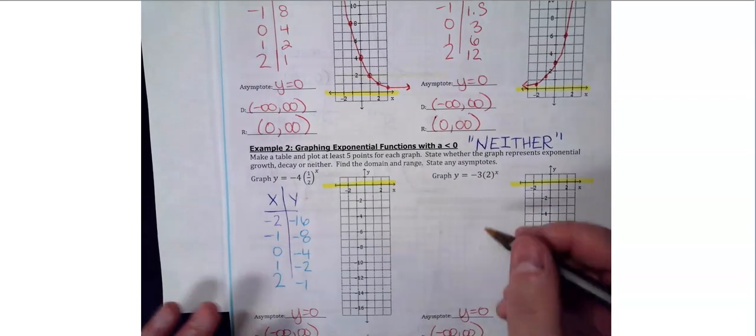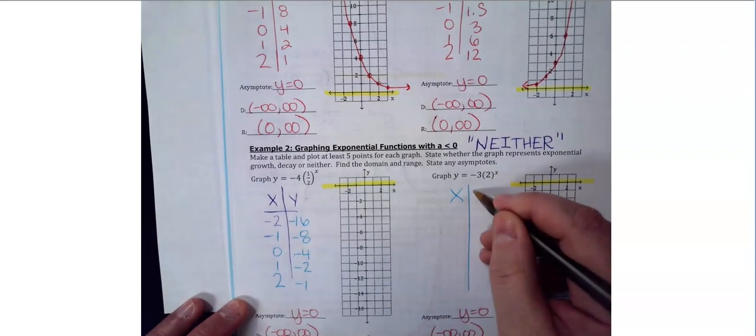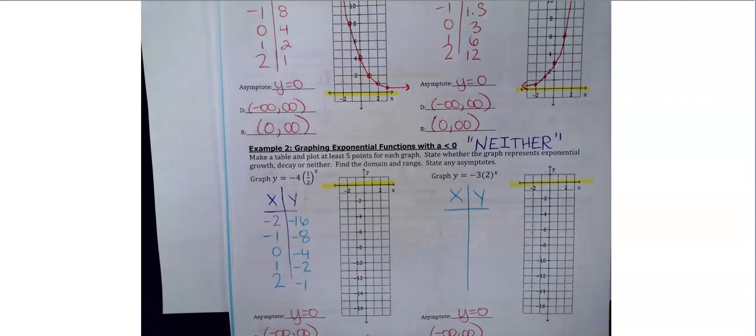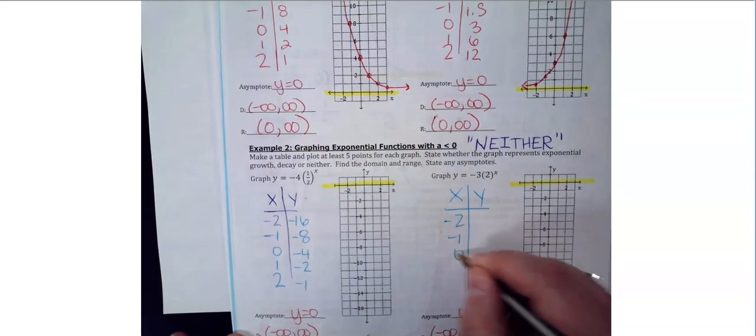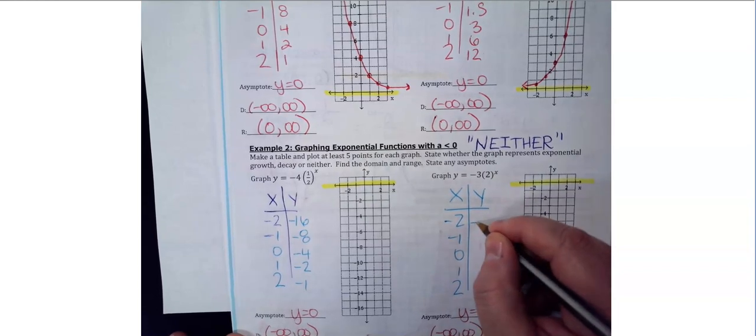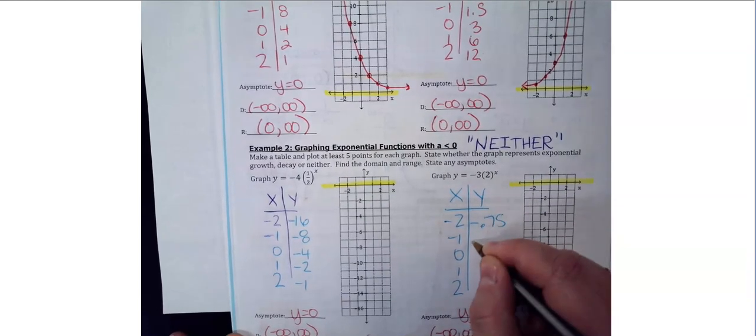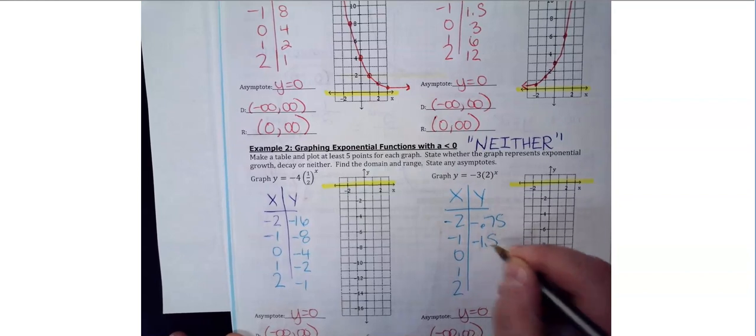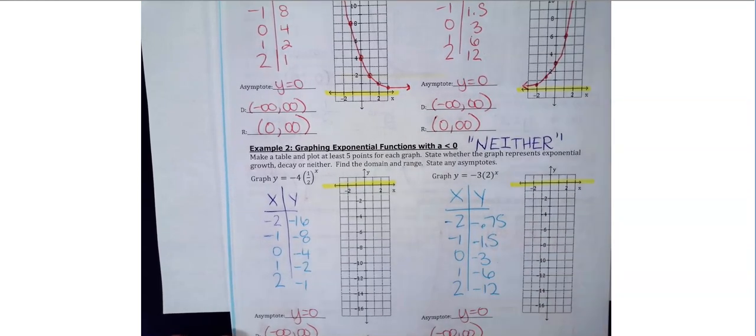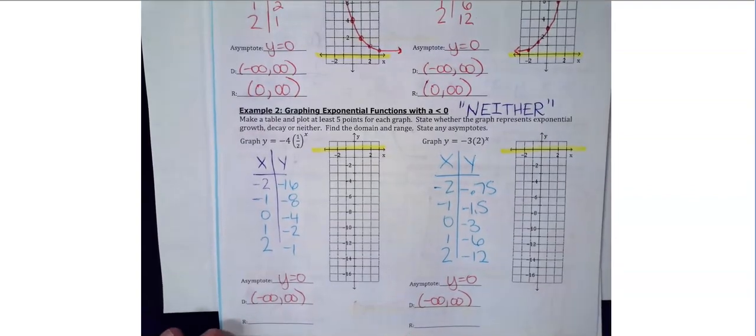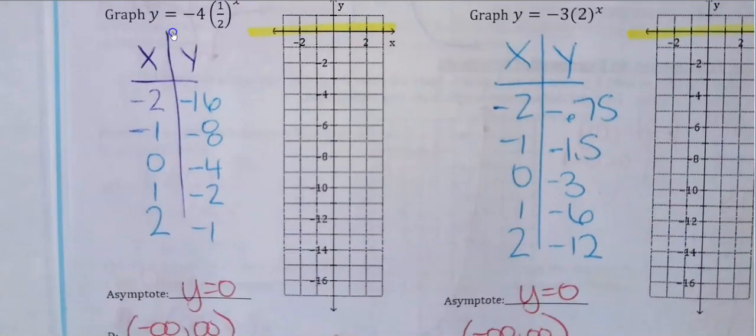I can copy the table from the 3 times 2 to the x, for negative 3 times 2 to the x. Same x values. The y values are going to be identical, they're just going to have a negative in front of them. It's just going to flip it right over the x-axis. All the numbers would be the same, just negative. That's the only difference. And let me make that a little bigger so we can actually read it.